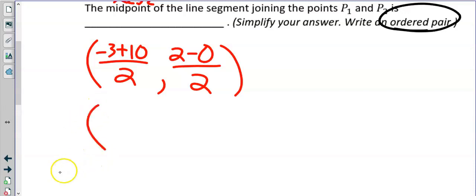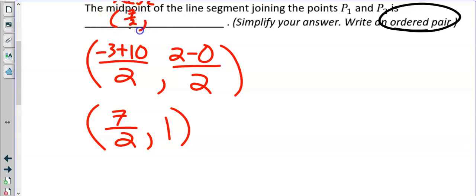So as we work through this, what's negative 3 plus 10? Oh, it's odd, so what's the answer? 7 over 2. Leave it. What's 2 minus 0? 2. And 2 divided by 2? 1. So since that numerator was even, you went ahead and did the division. There's the answer. Make sure you put the parentheses in your answer because it is an ordered pair. That means point. So parenthesis 7 over 2, comma 1, parenthesis. That's what they want.